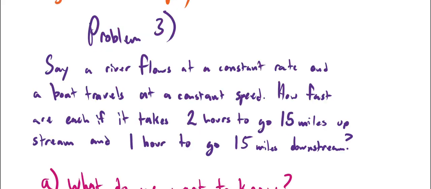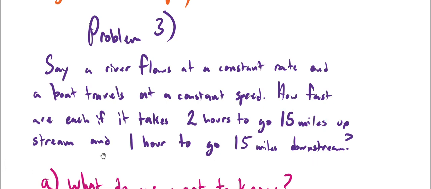All right, let's keep going with problem number 3. Problem number 3 says the following. Say a river floats at a constant rate, and a boat is traveling along that river at a constant speed. How fast are each going, if it takes 2 hours to go 15 miles upstream and 1 hour to go 15 miles downstream.